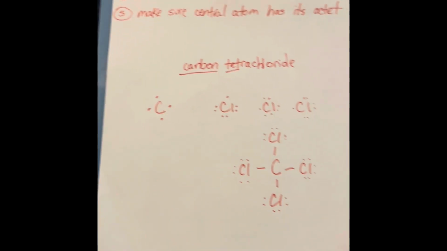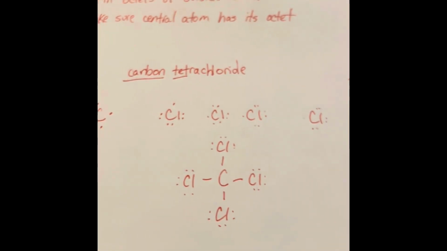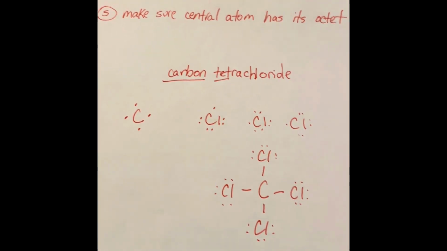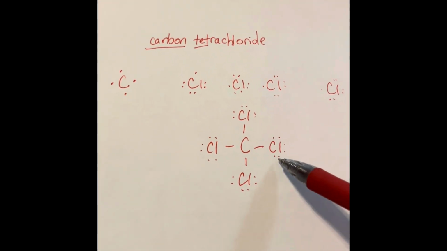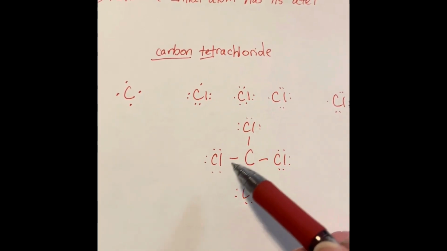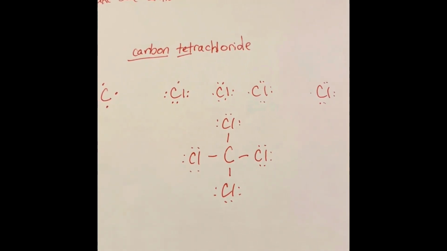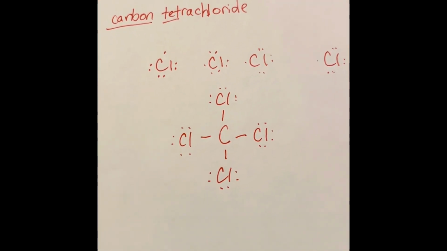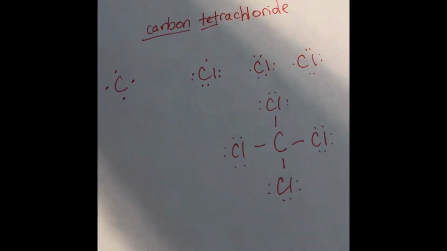Okay, now, does everyone have 8 and is happy? All of the chlorines have 8 and they're happy. Carbon has 8, 2, 4, 6, 8. And then let's count and make sure we don't have more than 32, which was what we started with. So 2, 4, 6, 8, 10, 12, 14, 16, 18, 20, 22, 24, 26, 28, 30, 32. Perfect. So this is the Lewis structure for carbon tetrachloride. Okay, I hope that makes sense to you.